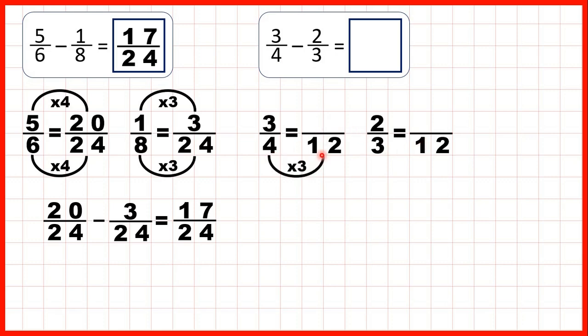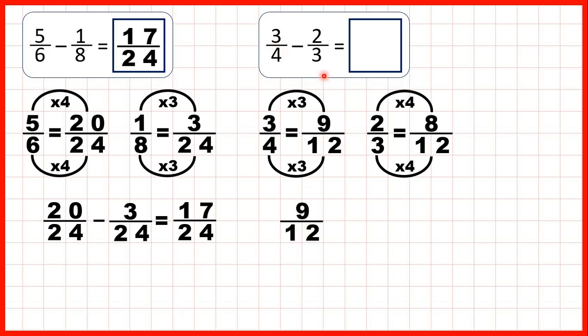4 times 3 is 12, and 3 times 3 is 9. 3 times 4 is 12, and 2 times 4 is 8. So we can rewrite our question. Instead of 3/4, we can write 9/12, and instead of subtracting 2/3, we can subtract 8/12. So now we have a common denominator. So the denominator stays the same, and 9 minus 8 is 1. So our answer is 1/12.